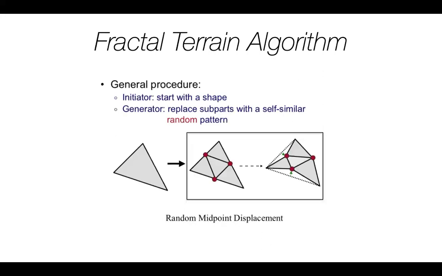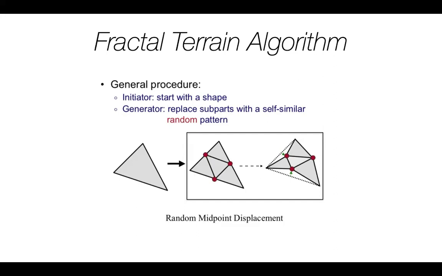One way to create a terrain using this idea, devised in computer graphics during the era of computer graphics to create realism and simulate terrain, uses a mesh and a simple procedure to do random midpoint displacement. So here, again, we start with an initiator, a simple shape, in this case a triangle, and then the generator replaces parts of the mesh with subparts.